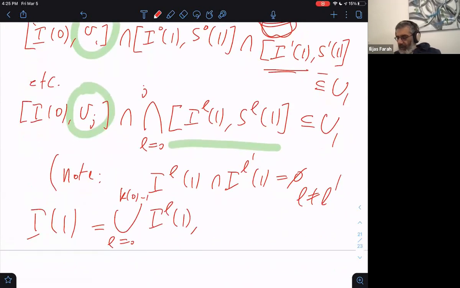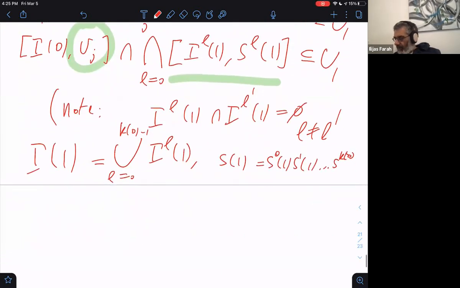And what is S^1? Well, it is just a concatenation. So it's S_0^1, S_1^1, and so on, up to S_{K_0-1}^1. Right, and this is our first candidate.